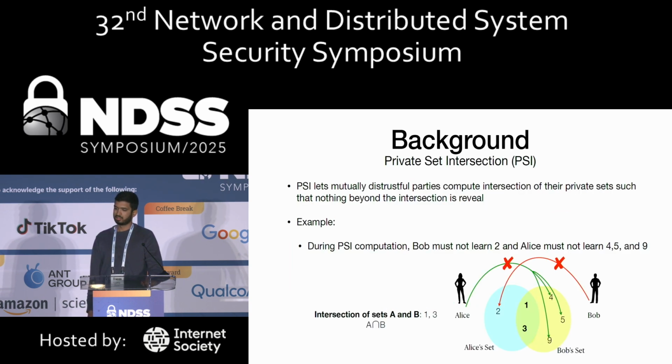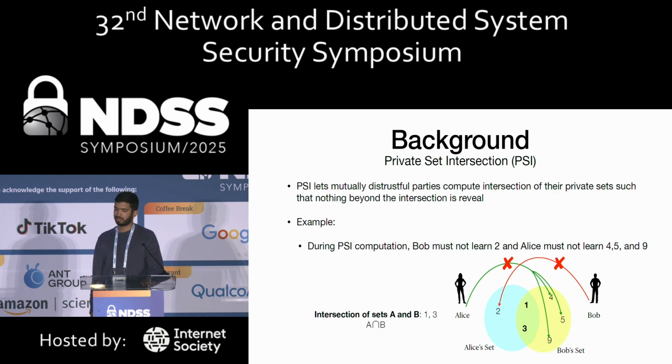Now I'll be talking about some background about private set intersection protocols. A PSI protocol lets two mutually distrustful parties come to the intersection of their private sets such that nothing beyond the intersection is revealed to each party.